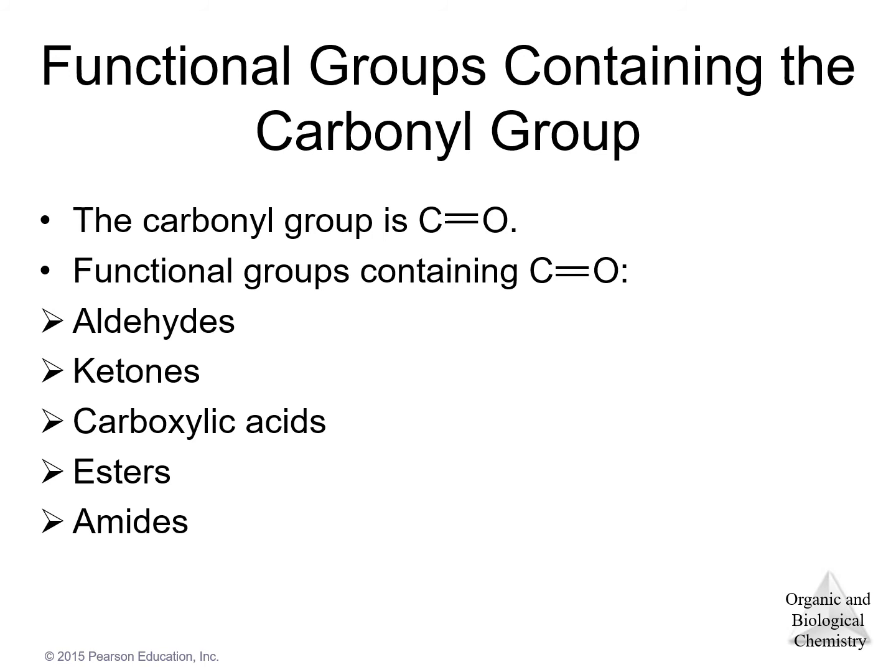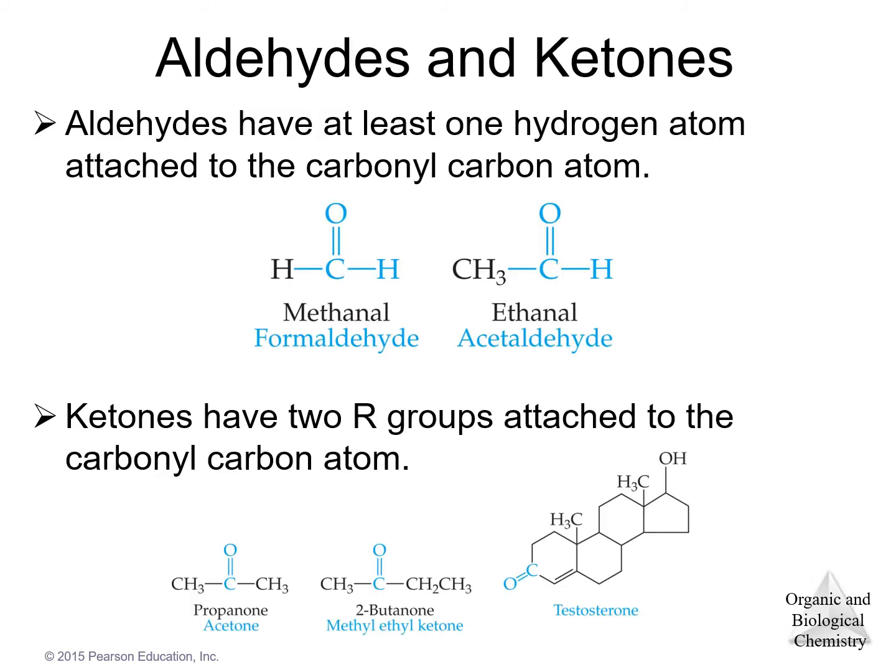You've got groups that contain the carbonyl group. That's carbon double bond O. And you've got different ones. You've got aldehydes, ketones, carboxylic acids, esters, and amides. They all have those carbonyl groups. Now, aldehydes have one hydrogen atom attached to the carbonyl group. Ketones have two R groups attached to the carbonyl carbon atom.